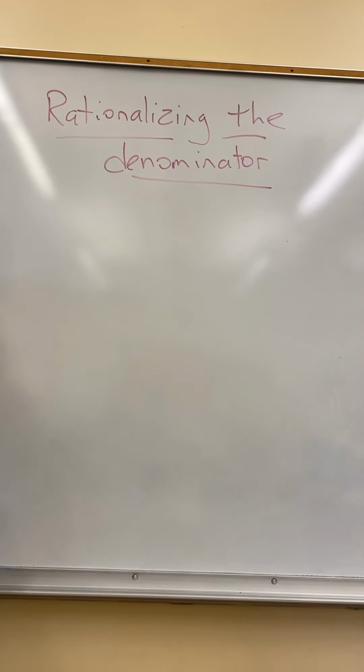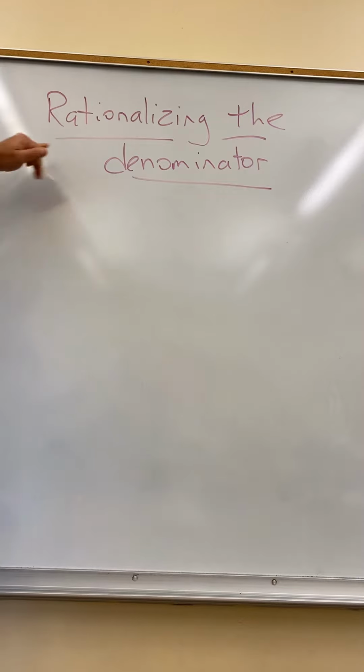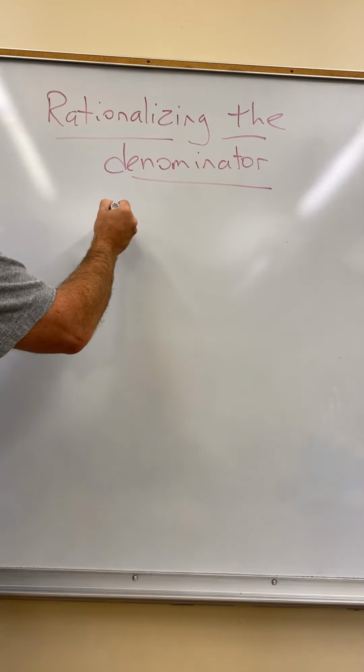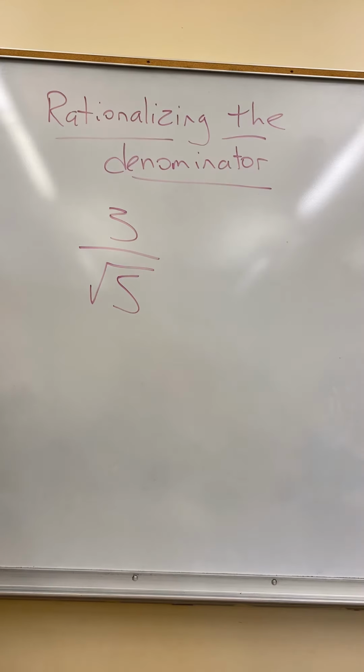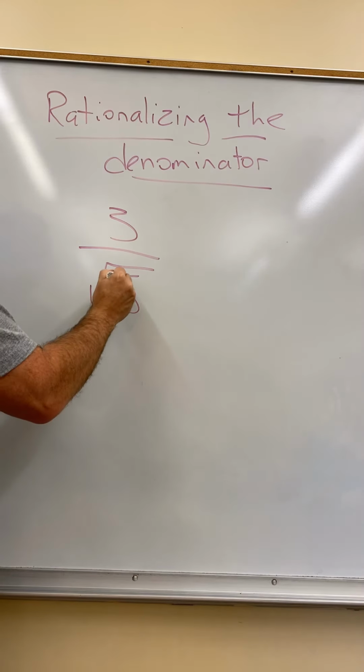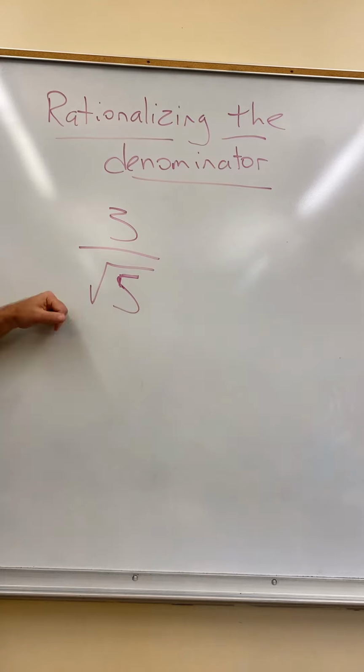Okay, so today we're going to talk about rationalizing the denominator. Remember, the denominator is the bottom of a fraction. So if you have a problem and you get something like 3 over the square root of 5 as your answer, you can't have a square root in the denominator. If you do, then you can't have that as your answer. You have to simplify it.